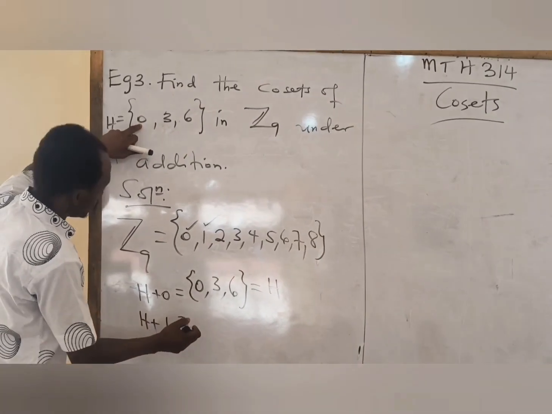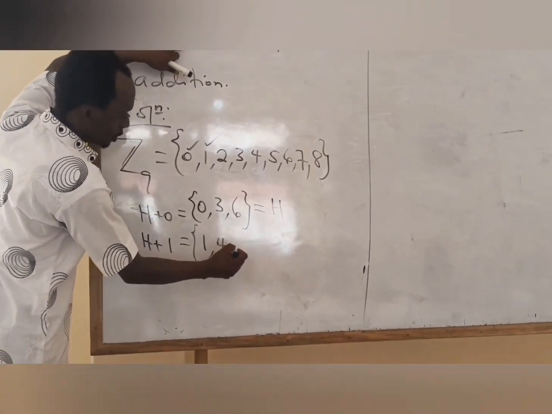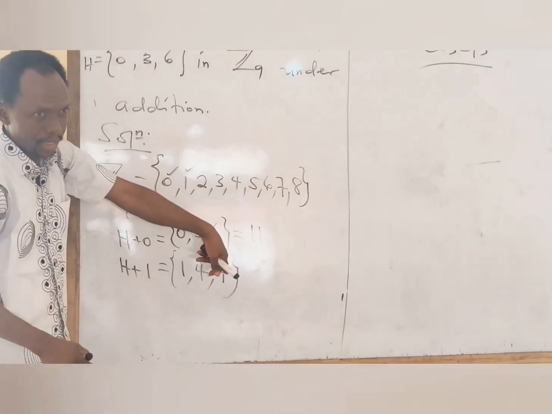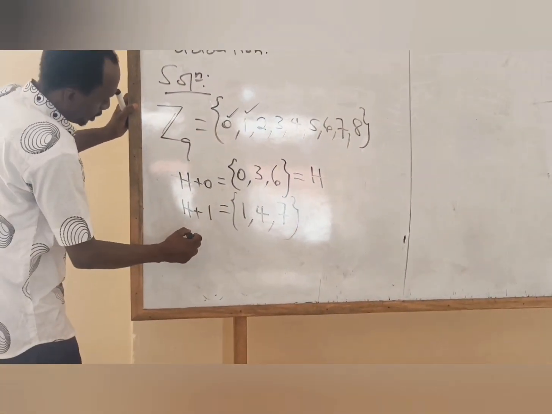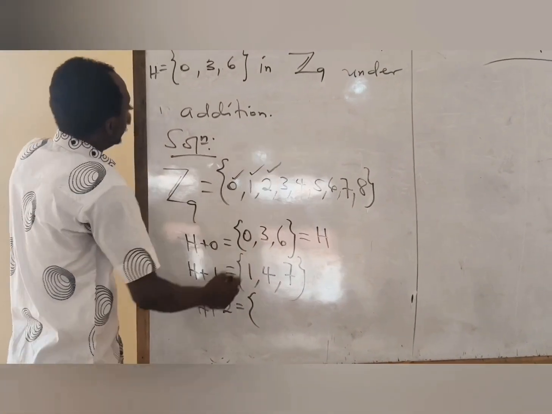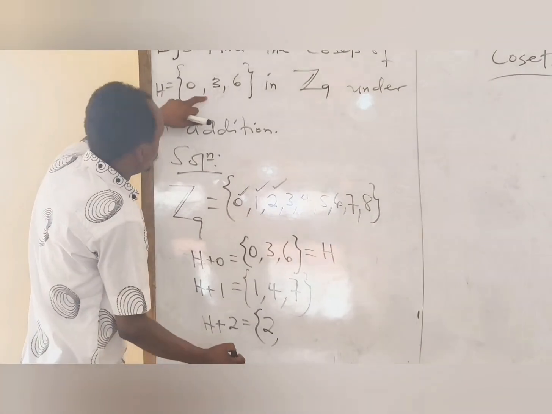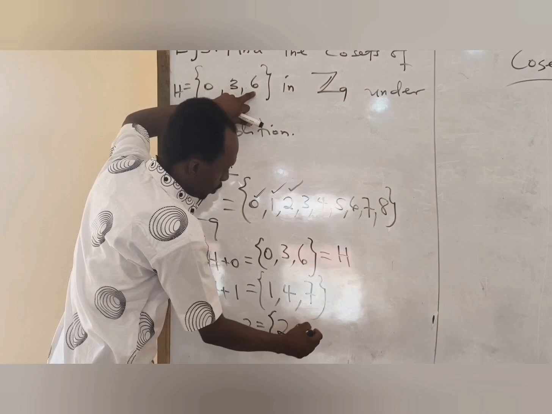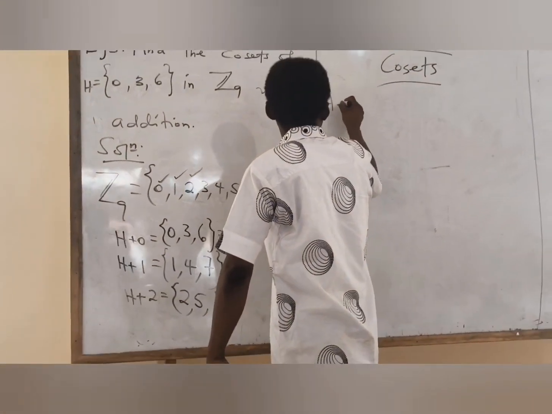Where is 8? So 1 plus 0, 1. 1 plus 3, 1 plus 6, 7. Don't forget our modulo is 9. So when we reach there, take note. So H plus 1 will get this. Then H plus 2. 2 plus 0. Are you watching? 2 plus 3, 5. 2 plus 6, 8.